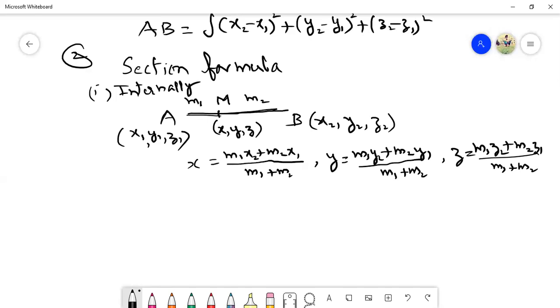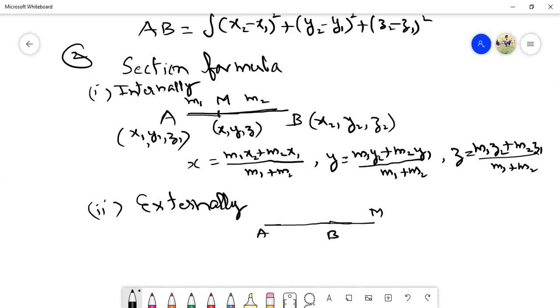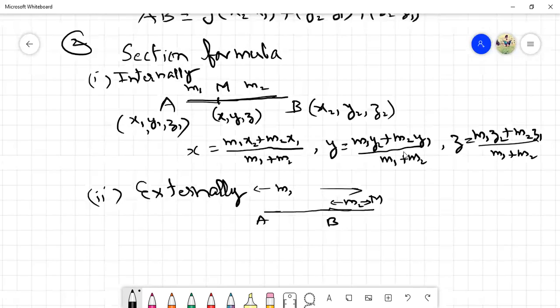And you know that if this point is outside the line and it is dividing externally, suppose the point is outside the line and it is dividing in the ratio m1 to m2, that means this is AB and the point is outside here, somewhere here. So it is again dividing m1 from point A, m2 from point B, and the same coordinates A and B have x1, y1, z1, x2, y2, z2.